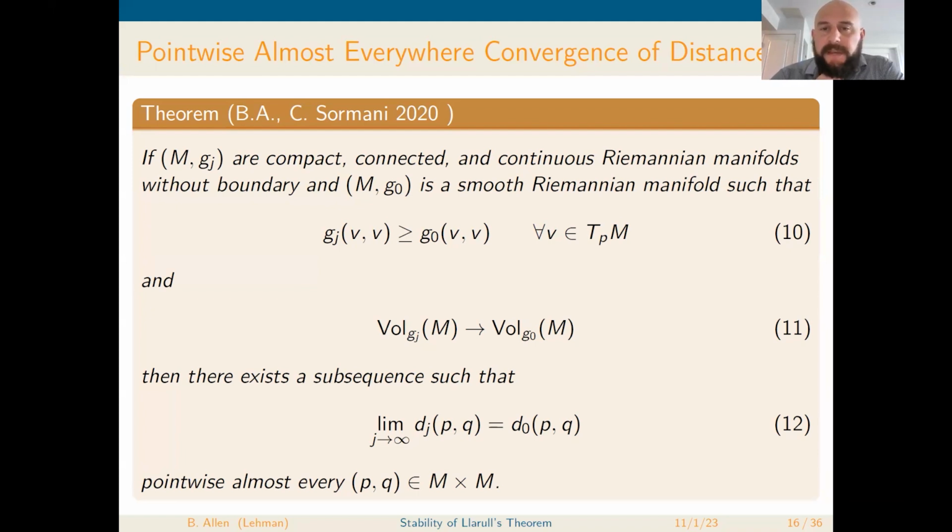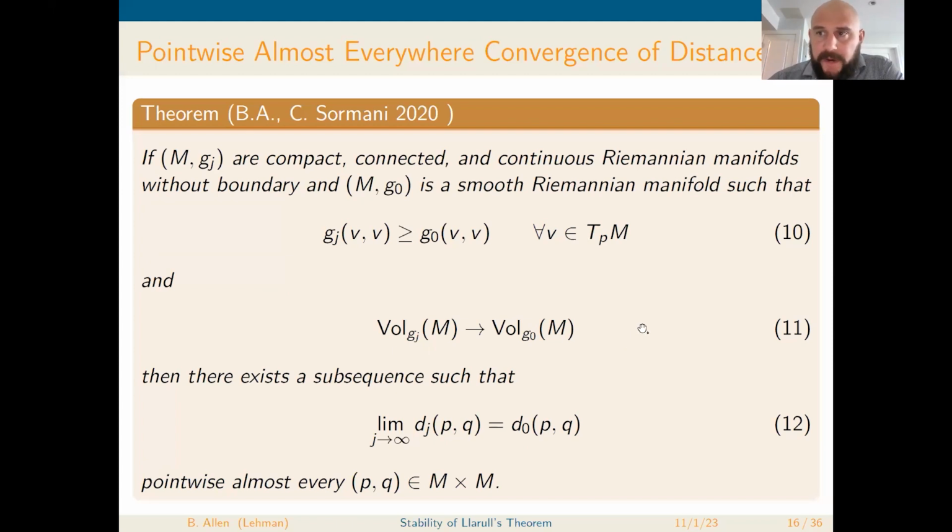You have a sequence of compact connected continuous Riemannian manifolds. You have a background smooth Riemannian manifold. You assume this Lipschitz condition, and you have volume convergence. Then the theorem says that there has to exist a subsequence so that the distance functions converge pointwise almost everywhere for almost every (p, q) in M cross M.